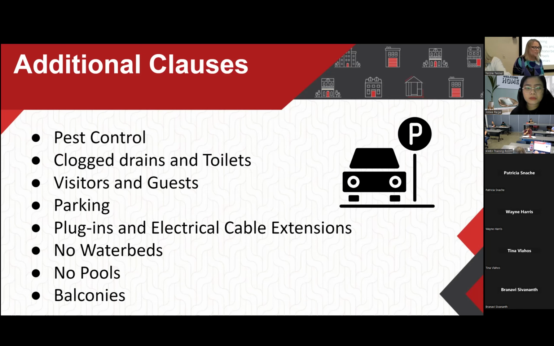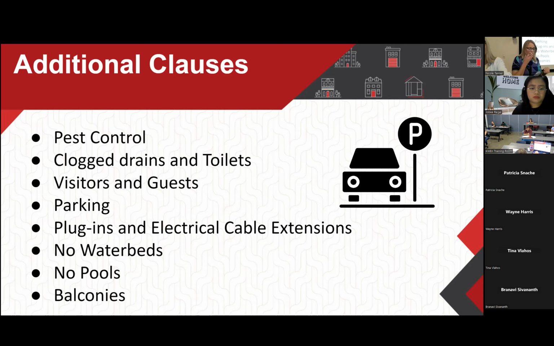Visitors and guests, that's a good one too. When you have a tenant, they can have whoever they want. You can't tell them they can't have a visitor or a guest. But he just put that in here, that you have to notify the landlord if they're staying for more than one week, but they really don't have to. It's just to put it in there to cover yourself. Like I say, a lot of these are not enforceable, but I use them anyways, right?